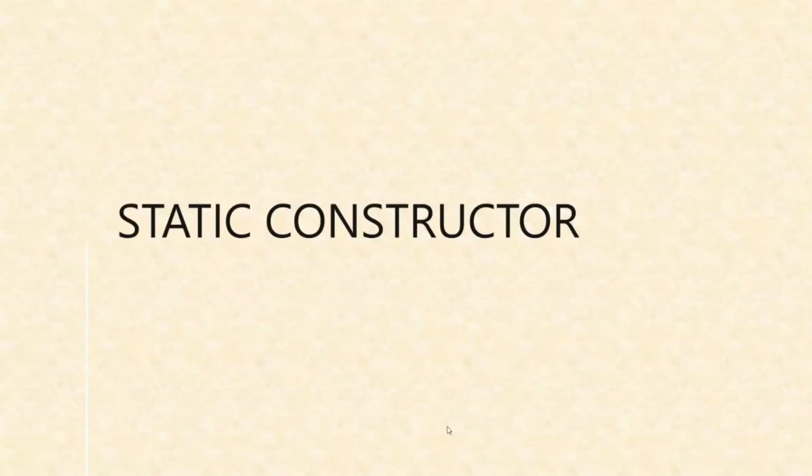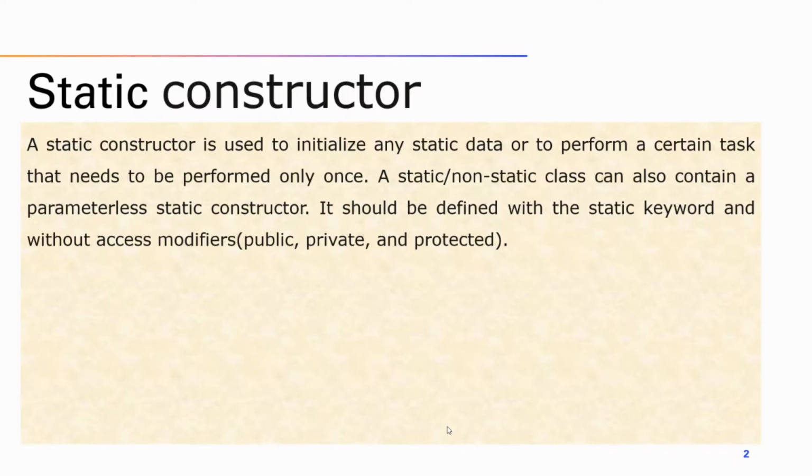Hi all, let's see static constructor in C Sharp. A static constructor is used to initialize any static data or to perform a certain task that needs to be performed only once. A static or non-static class can also contain a parameterless static constructor. It should be defined with the static keyword and without an access modifier.